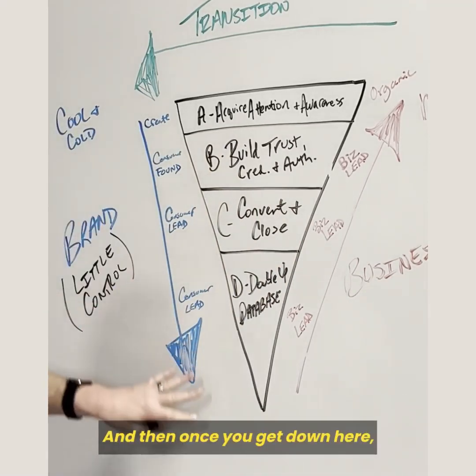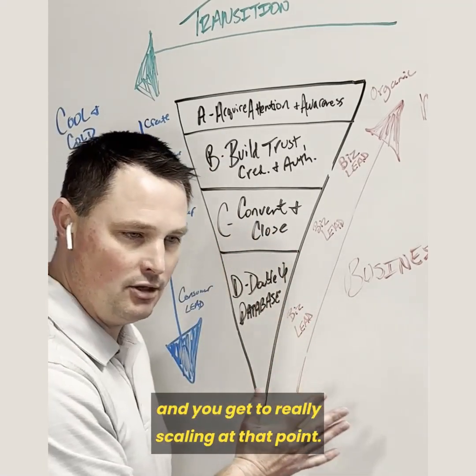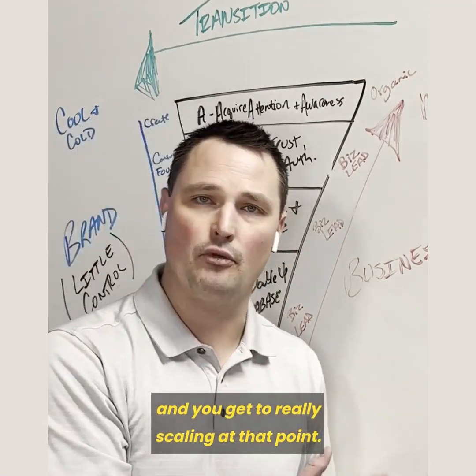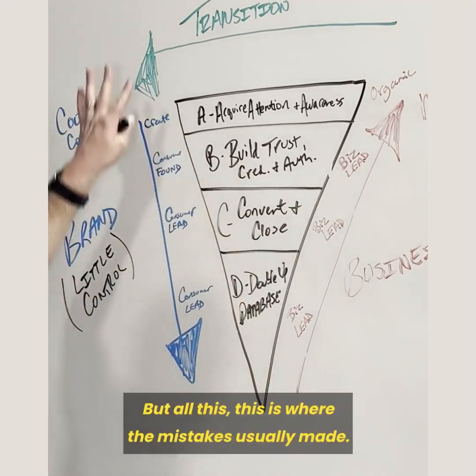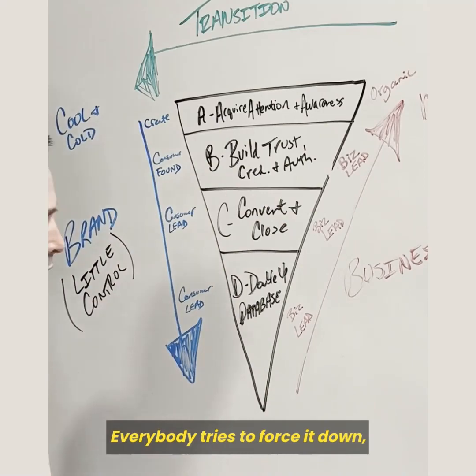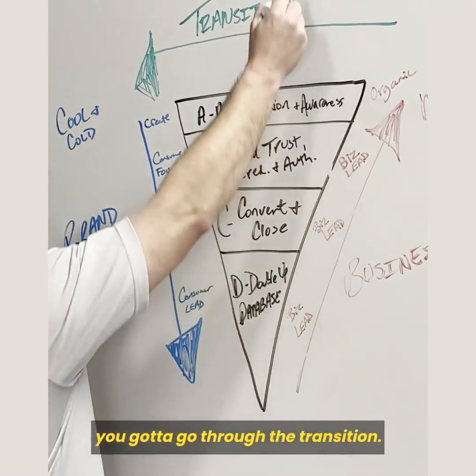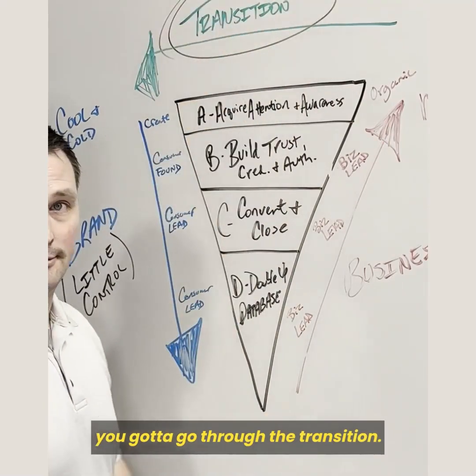And then once you get down here, that's when the transition almost kind of goes back up and you get to really scaling at that point. But all this is where the mistake's usually made. Everybody tries to force it down, but you got to go up. And before you go back down, you got to go through the transition.